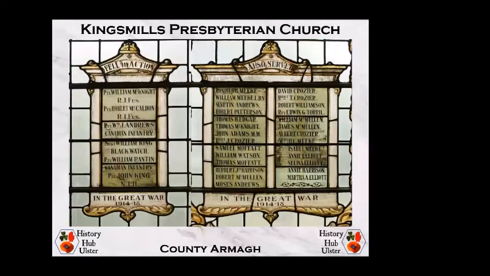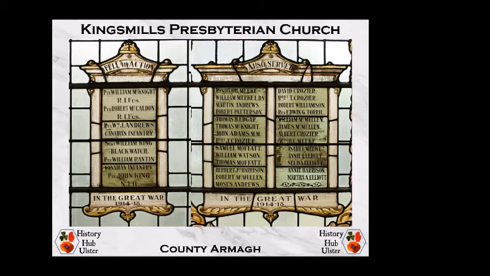Each window has what appears to be a memorial tablet, but it's been represented in stained glass. One of the representations records the names of the 6 members of the congregation who died in the Great War. So in this panel here, under 'fell in action', we've got the names of 6 fatalities. The other panel records the names of 27 members of the congregation who served and returned home.